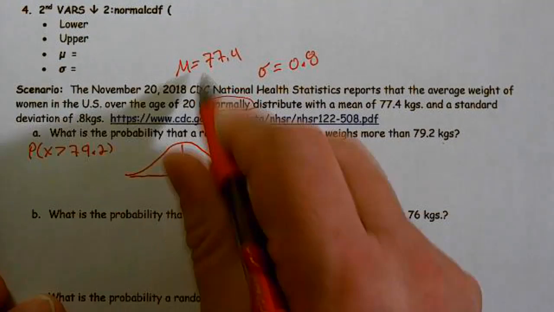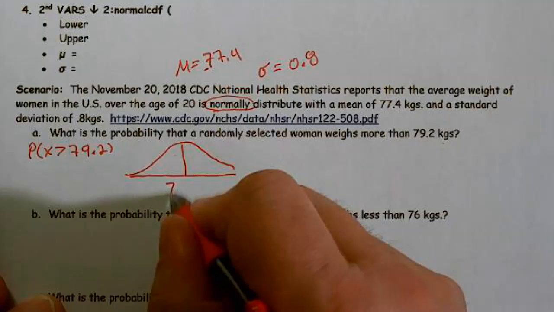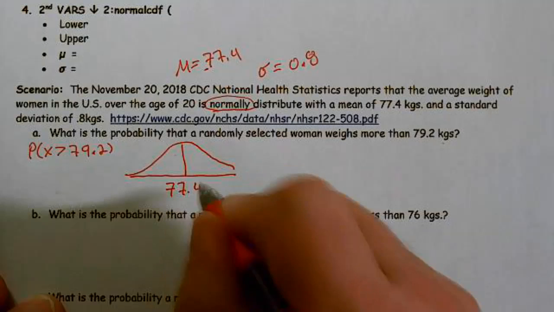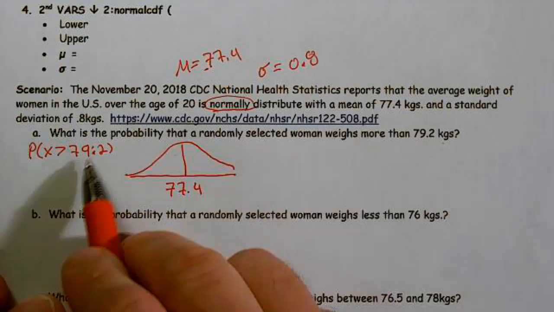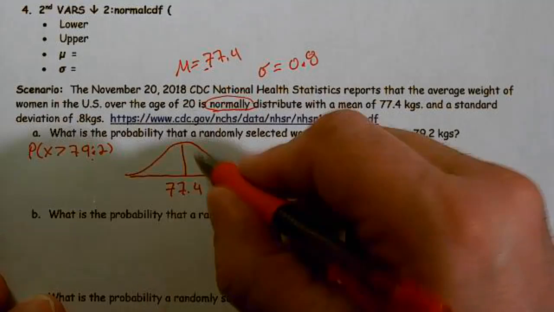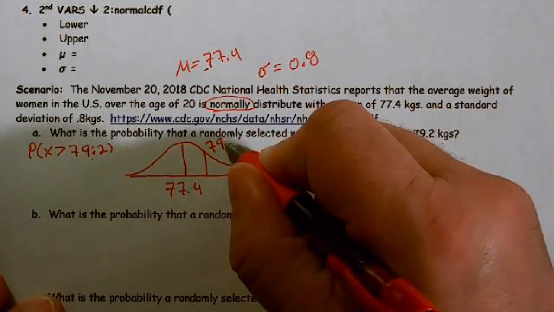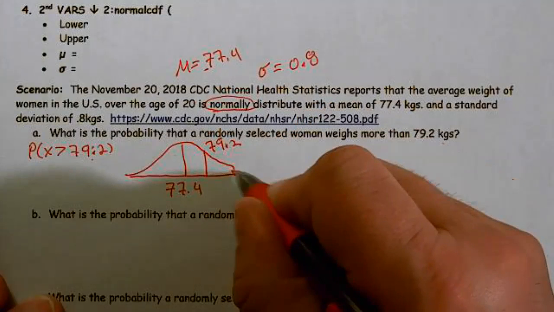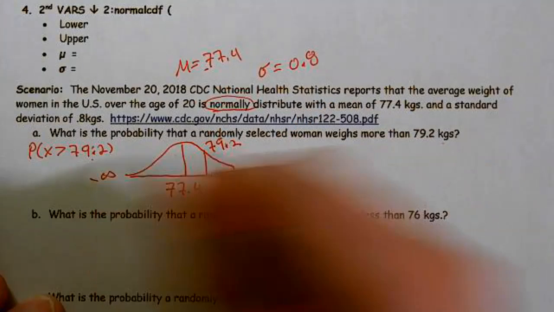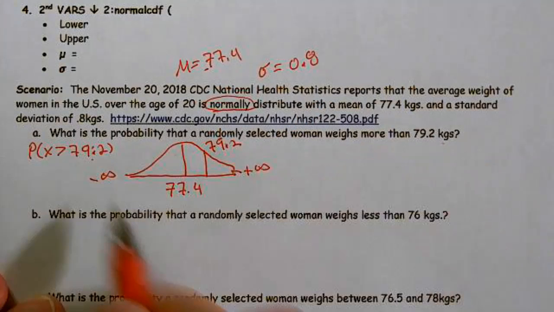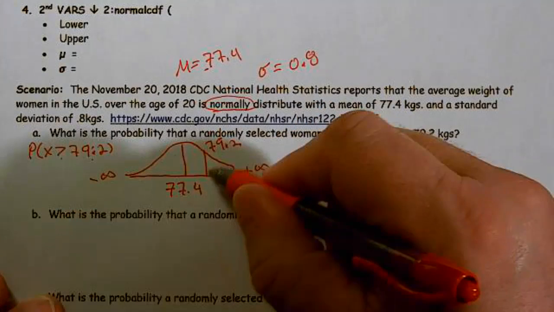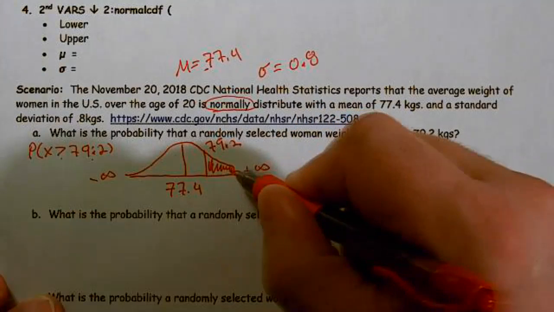And we said the mean was at 77.4. And 79 is definitely above 77, so I'm going to make a 79.2 here. Please remember this goes to negative infinity and this goes to positive infinity. And I have a greater than, so that means I'm shading up.